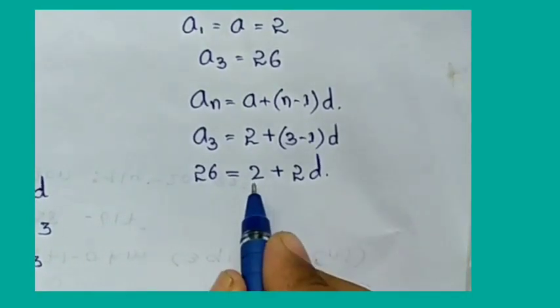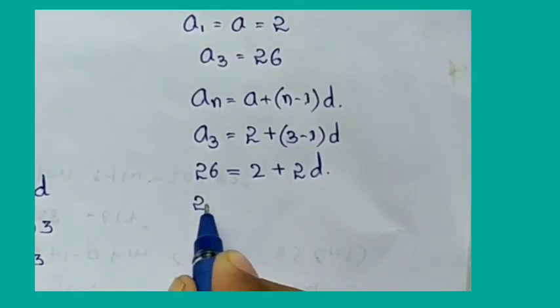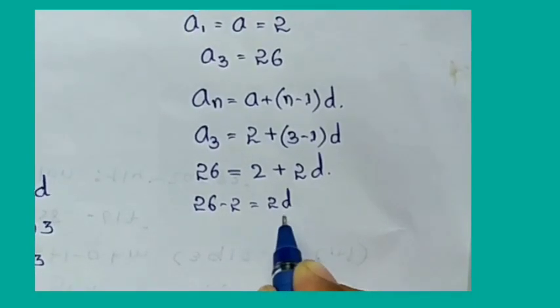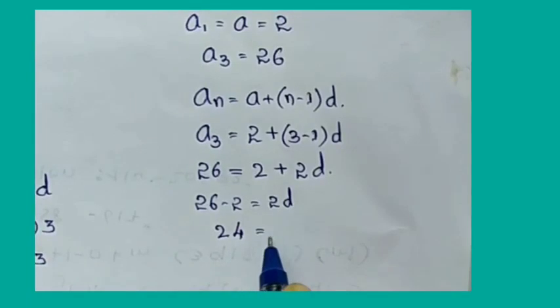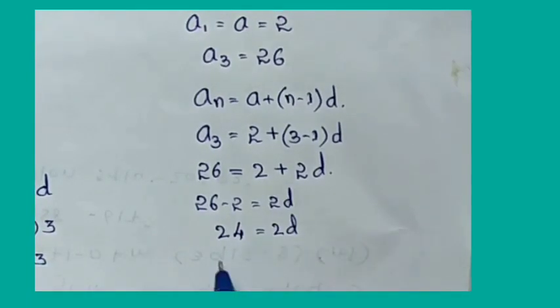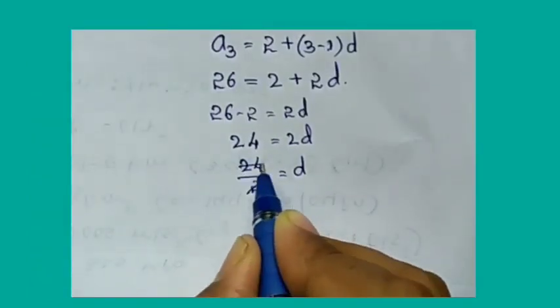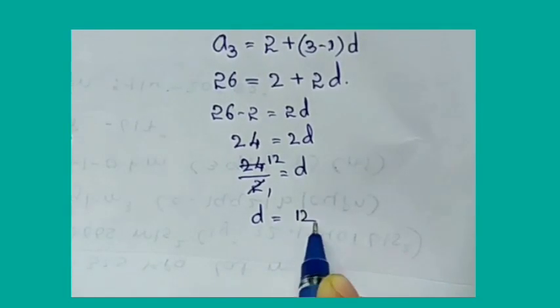So I take 2 to the left side, it becomes 26 minus 2 equals what is left here, 2D. So 26 minus 2 becomes 24 equals 2D. If I take 2 to this side, it becomes division: 2 ones are 2, 2 twelves are 24. So now we got D equal to 12.